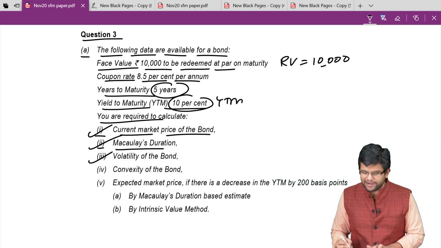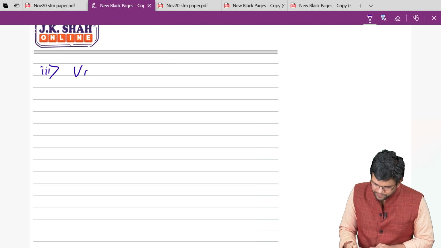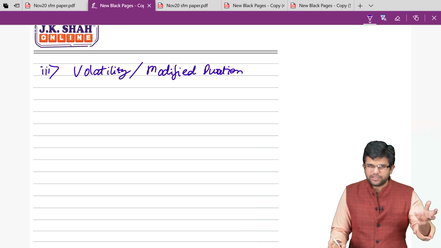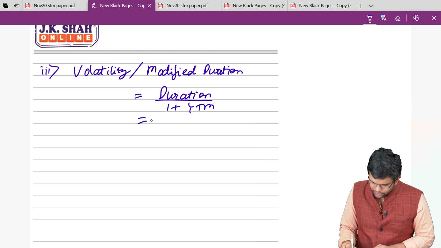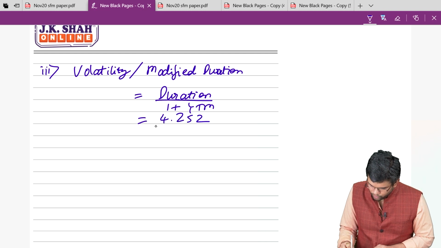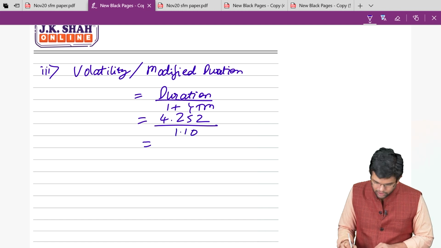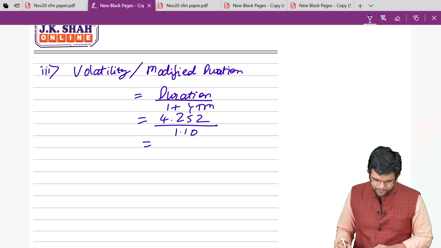Let's go to volatility. Children, as far as volatility is concerned, I'll write down here point number 3. Volatility, it is also called as modified duration. Macaulay's duration is the original duration. Modified duration, if they ask you, it is volatility. The formula is duration divided by 1 plus yield. Correct? Your duration, children, is 4.252 years divided by, the YTM was 10%, so 1.10. So children, 4.252 divided by 1.1 will give you 3.865.